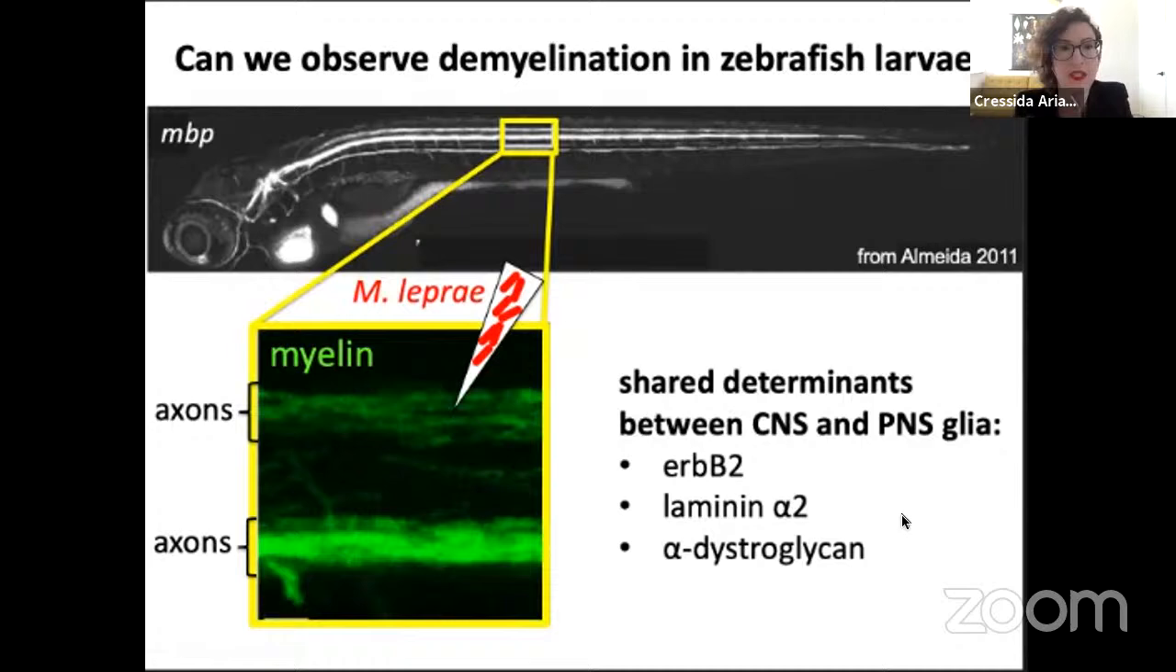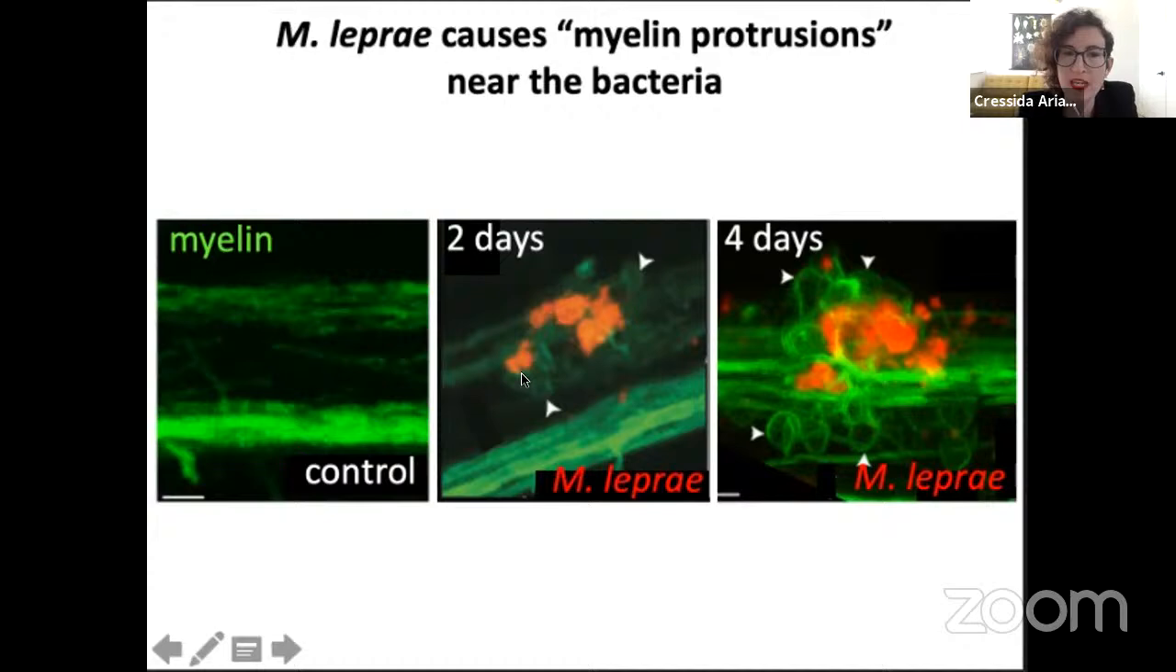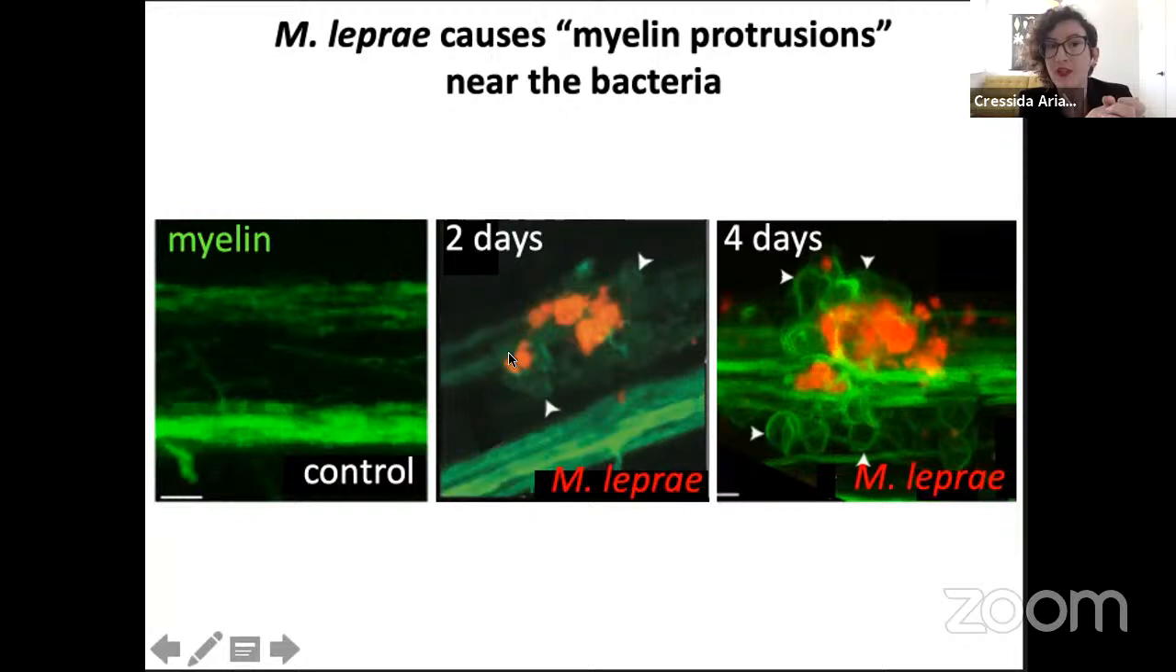So in our first experiments, we injected M. leprae into these tracts of myelinated axons. And we saw within a few days the formation of these strange myelin rings surrounding the fluorescent bacteria, only where the fluorescent bacteria were closely associated with those myelinated axons. So to make sure that this wasn't just due to the injection, for example, we always ran controls where we injected saline or PBS into the same tract of axons. And we never observed these sort of rings of myelin when we did that. So you can see that they start forming at 2 days, these rings of myelin, but they become much more pronounced by 4 days post-infection.